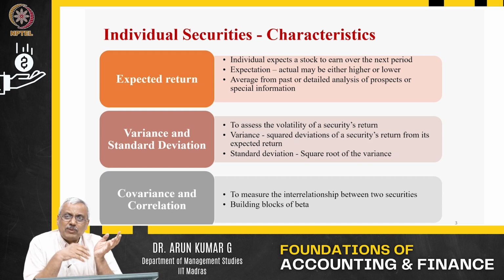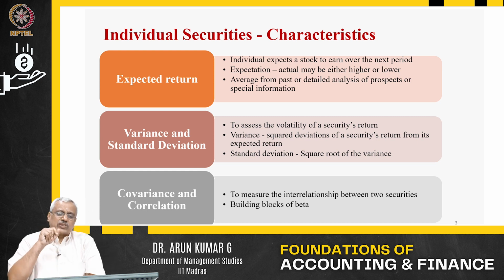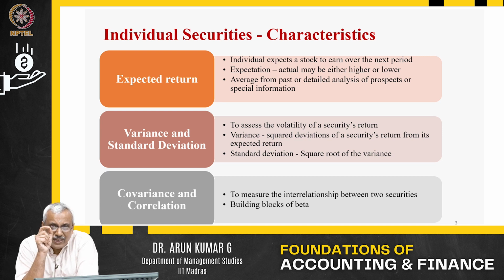The actual return you get might be higher or lower than what you expect. My expectation could be based on past analysis and the prospects I have analyzed for the future. Variance and standard deviation are the attributes I use to look at the volatility of the security, as I said in the last class. I am looking at the variability in the security, at how much it varies from the mean, from the average. If it varies higher and higher, then the risk is expected to be higher and higher.